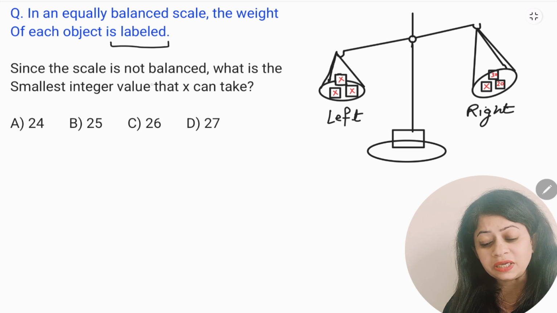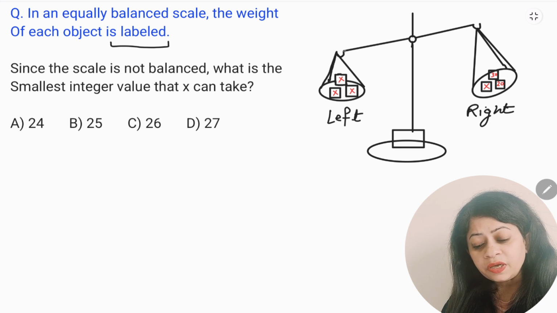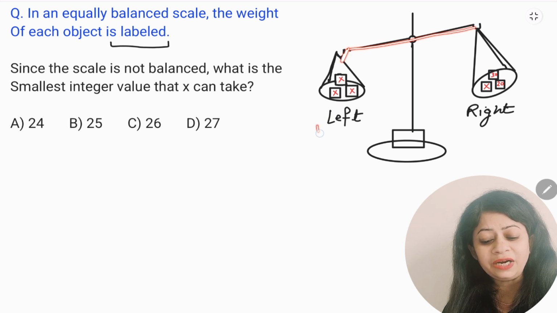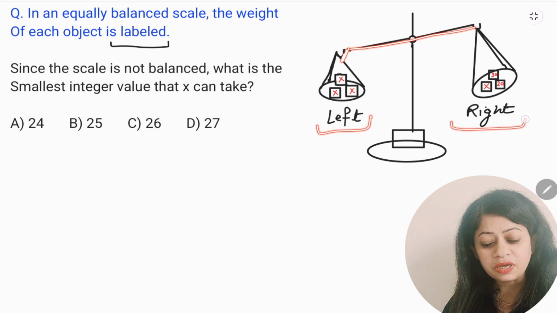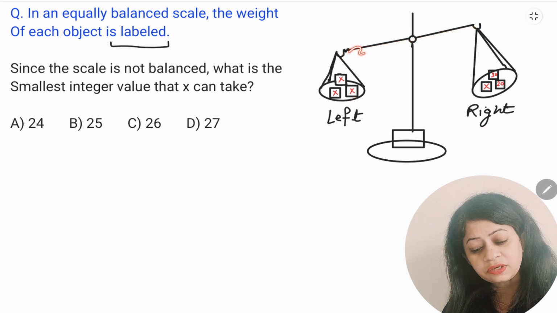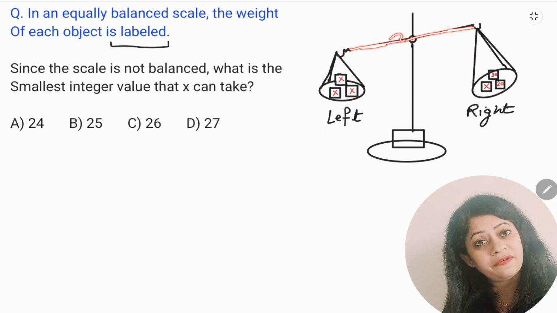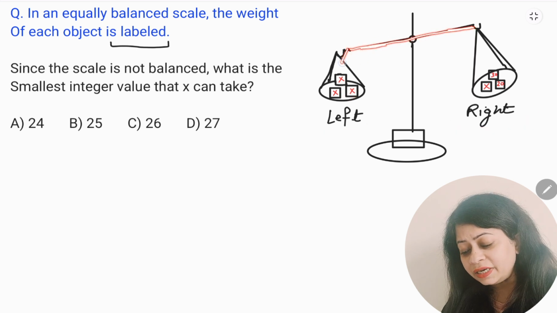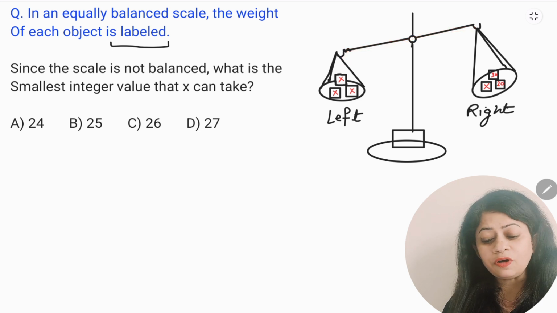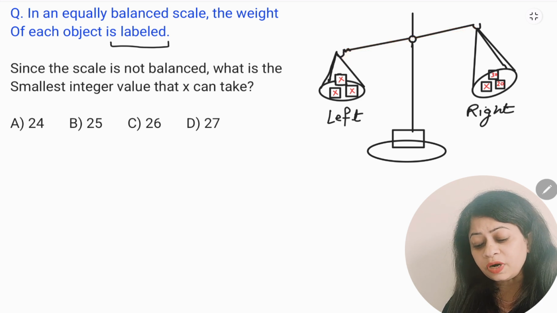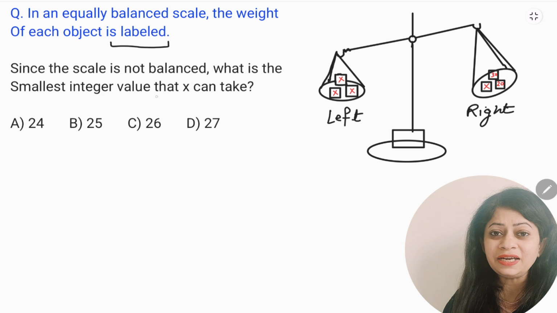If you see this road, it is going on the left side, that means the left one is heavy and the right one is light, because this road is bending towards the left. So it says that since this scale is not balanced, what is the smallest integer value that x can take?